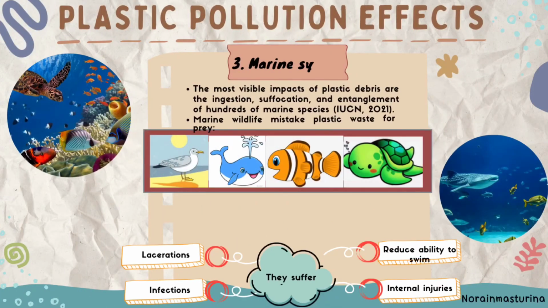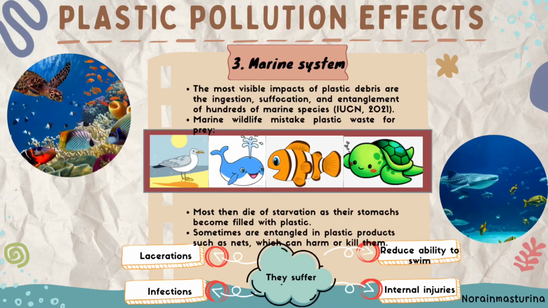Marine system. The most visible impacts of plastic debris are the ingestion, suffocation, and entanglement of hundreds of marine species. Marine wildlife such as seabirds, whales, fish, and turtles mistake plastic waste for prey. Most of them then die of starvation as their stomachs become filled with plastic. Sometimes they are entangled with plastic products such as nets, which can harm and kill them. They also suffer from lacerations, infections, reduced ability to swim, and internal injury.